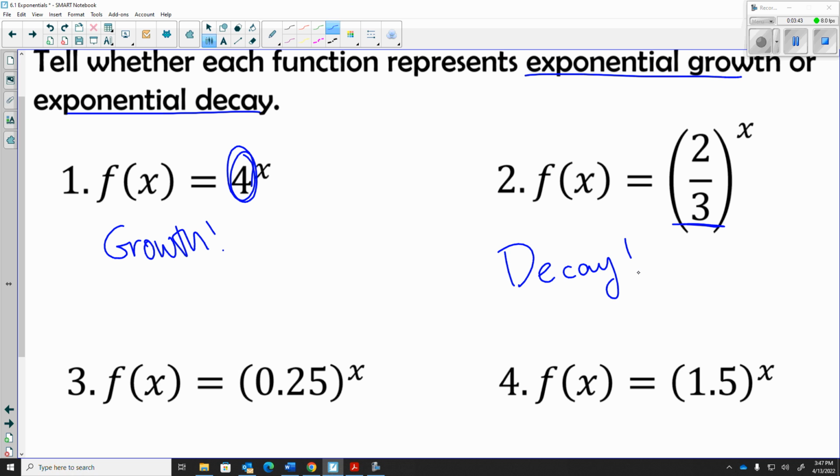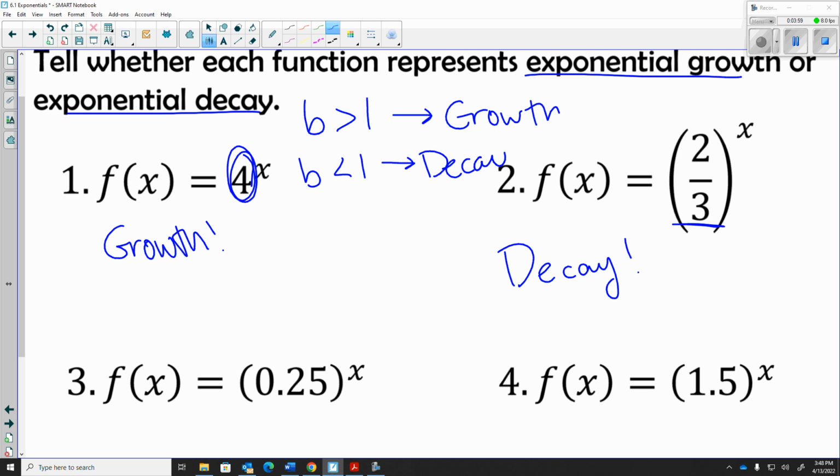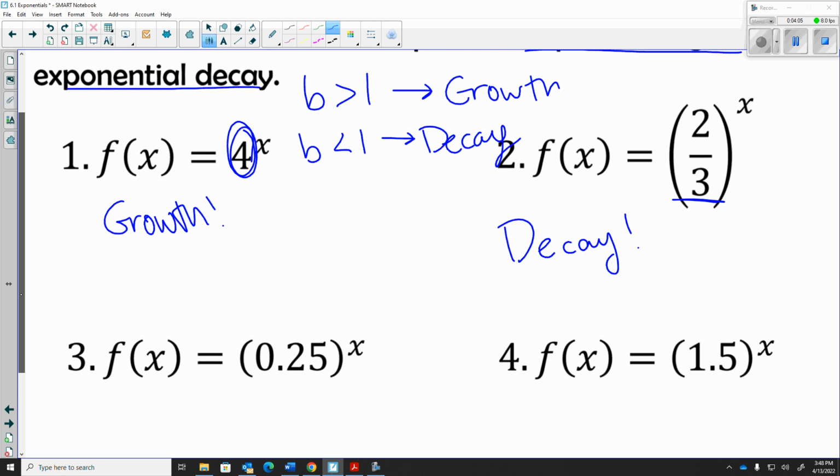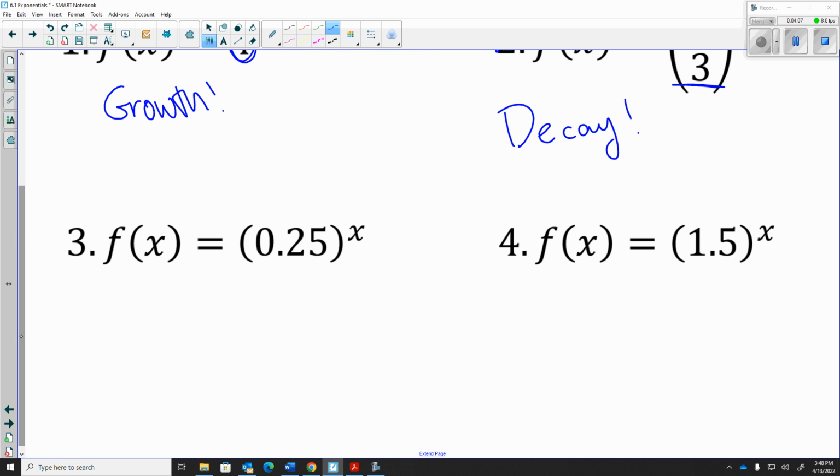All right, so here's your rule. If b, the base, is bigger than 1, that means you have growth. If b is less than 1, that means you have decay. And again, we're not going to deal with any negative b's. So that's a pretty straightforward rule to start here. 2 more quick ones. 0.25. Think about it. Growth or decay? Yep, you got it. Decay. Because it's less than 1.